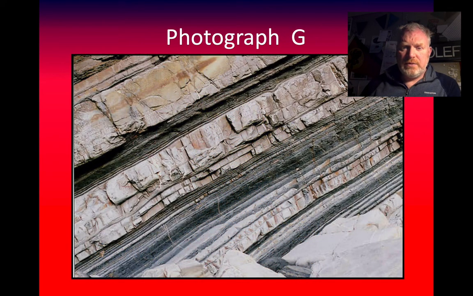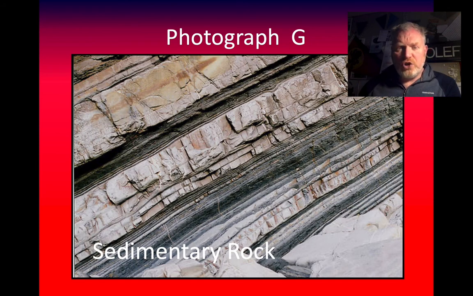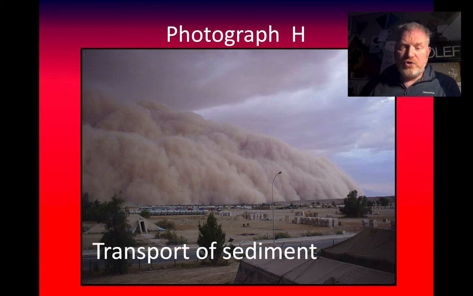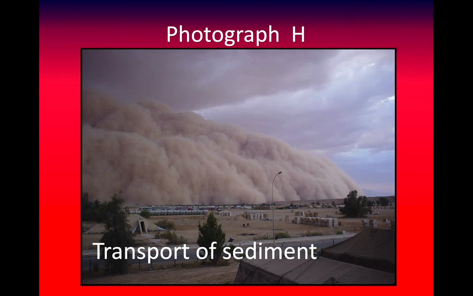And photograph G, the layers in this rock give it away. This is a sedimentary rock. It's what a geologist would call a well-bedded sedimentary rock, because we can see very distinct layers within it. Photograph H. What you're looking at here is a sandstorm, and a sandstorm is an example of the transport of sediment. You have wind moving tiny pieces of rock, sand and dust from one place to another.